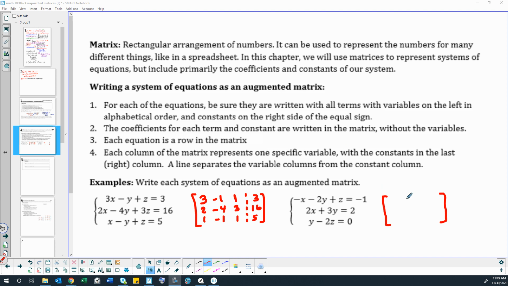All right, so let's check your answers together. Remember, first column x, second column y, third column z, fourth column is the constants. So next to our x, we have a negative, so that's a negative 1. And we have a negative 2, and then we have just z, so we're going to have a 1 there. And then over here, we have a negative 1. And for my second equation, I have an x value, so there's my 2, and I have a y value, which is 3, but there's no z. So I have to put something there. So I'll just put in a 0 to hold that place. Then in my third equation, there's no x. So I put a 0 in for x, a 1 for y, a negative 2 for the z, and a 0 for the constant. Okay.